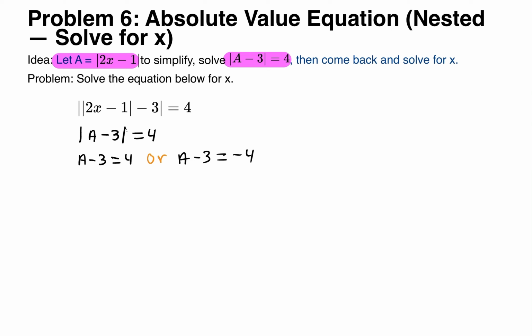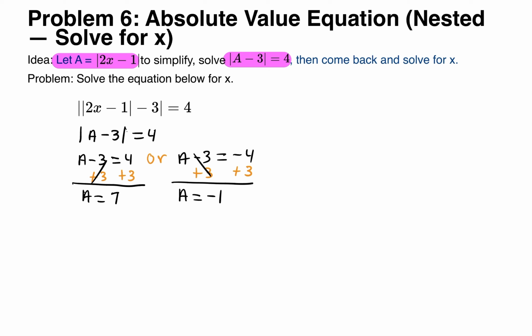In both cases, we'll add 3 to both sides. And we have a equals positive 7. For the second case, we're adding 3 to both sides as well. And we have a result of a equals negative 1.